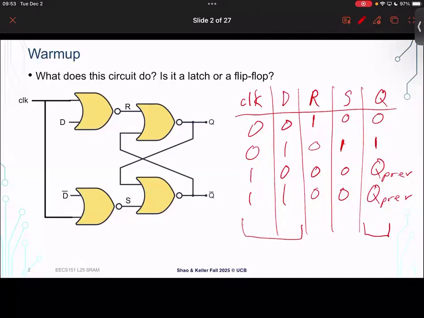So what kind of circuit is this? I think most of you had it right. That's right, it's a latch. And is this an active high or an active low latch? This is a transparent low latch, right? Because when clock is low, it's transparent.